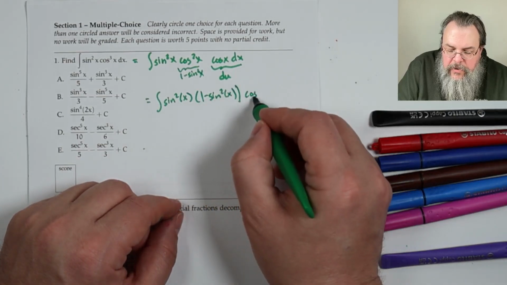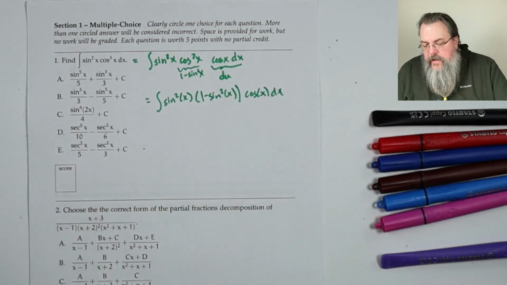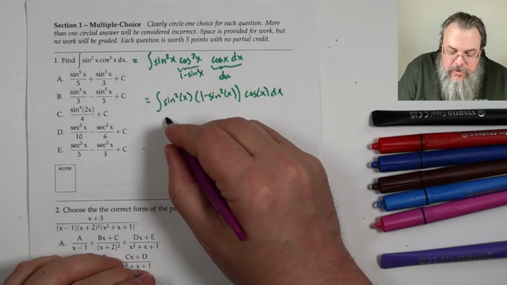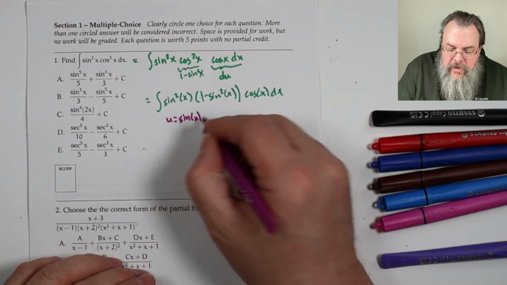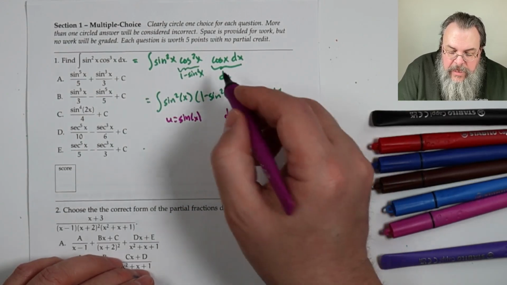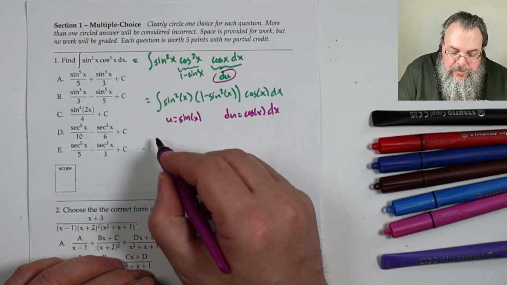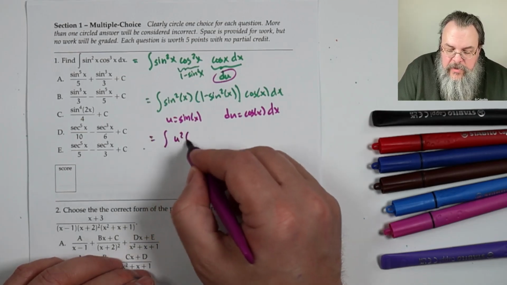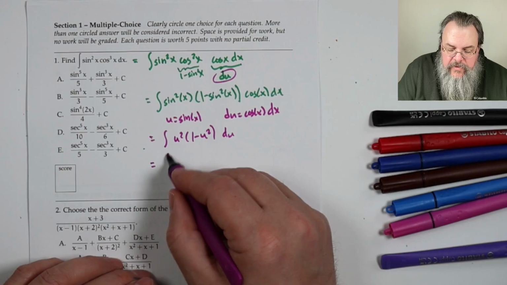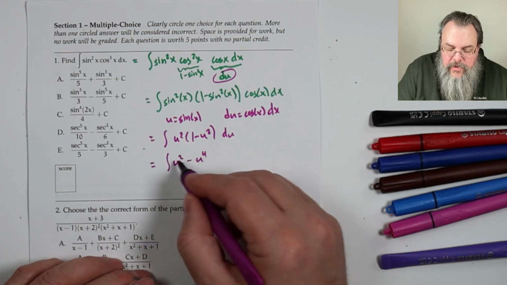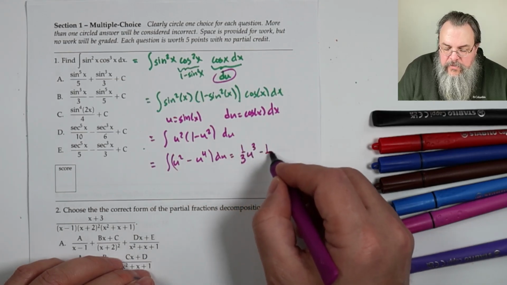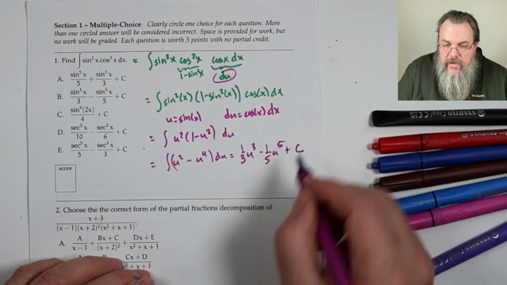So here we go. Off to the races. And we're going to make a substitution. We've been setting ourselves up for a substitution. u equals sine of x. And then du equals cosine of x dx, right? That was our whole game, right? We were basing it off of a substitution. So it's u squared, 1 minus u squared du. And all right, well, that's the integral of u squared minus u to the 4th. And all right, 1/3 u cubed minus 1/5 u to the 5th plus C.